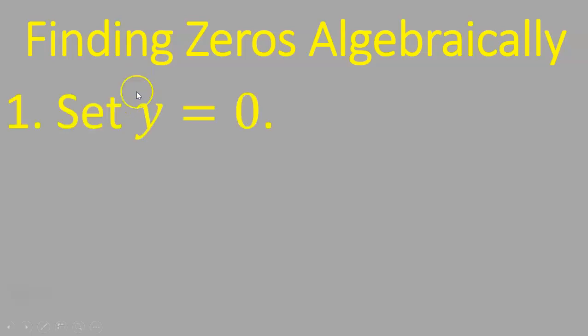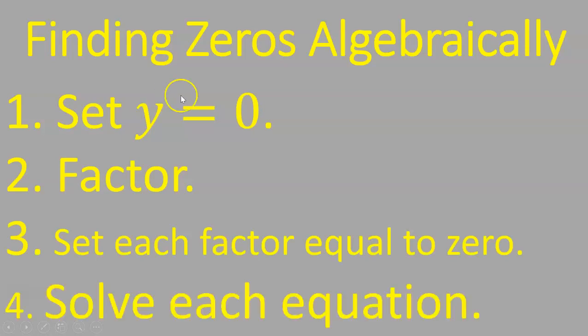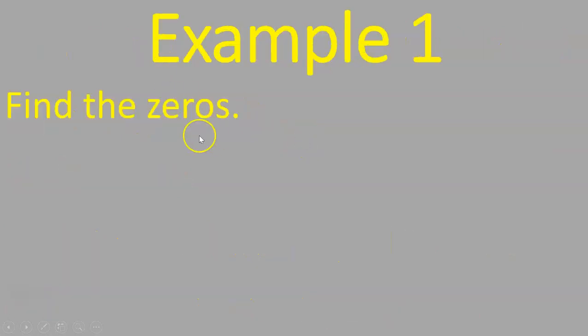Set y equal to 0. Now sometimes it's f of x. Sometimes there may not even be a y. You just have to put an equal 0 on it. Factor. Set each factor equal to 0. We'll explain why. Solve each equation. So let's take a look. Example 1. Find the zeros.